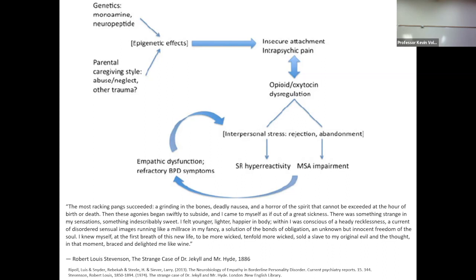Now, in a more poetic sense, I got another quote from Dr. Jekyll and Mr. Hyde, which I think also explains this pretty well. I thought I'd read this to you.